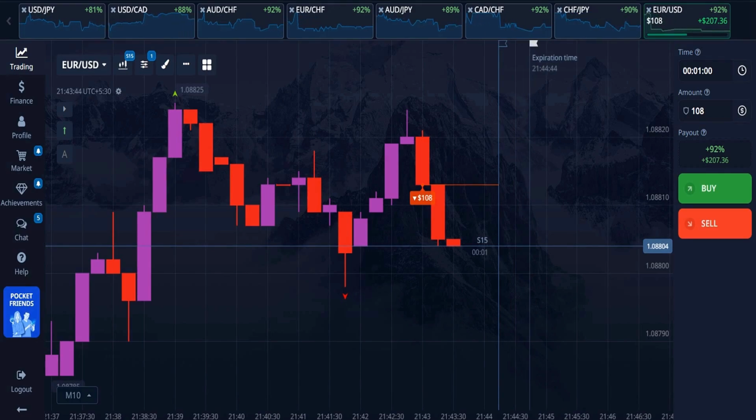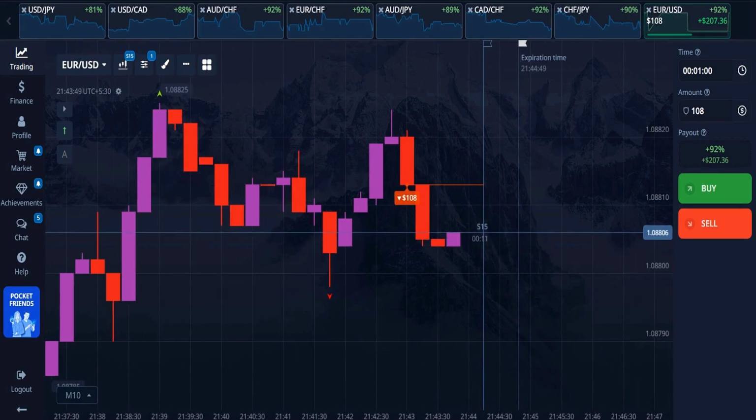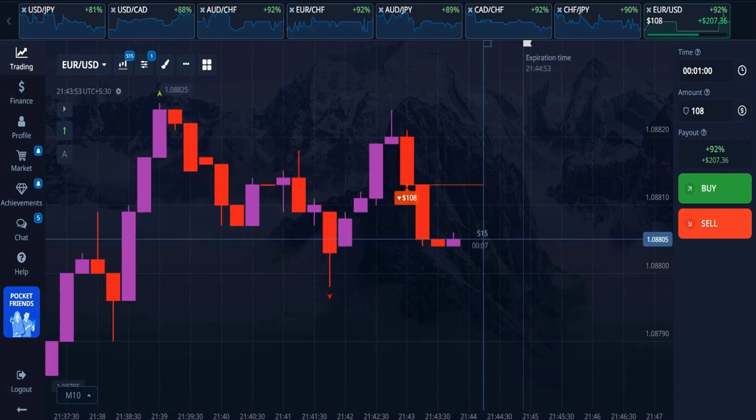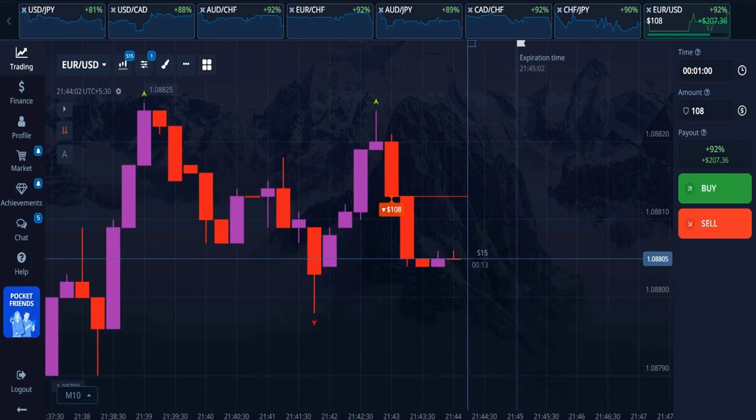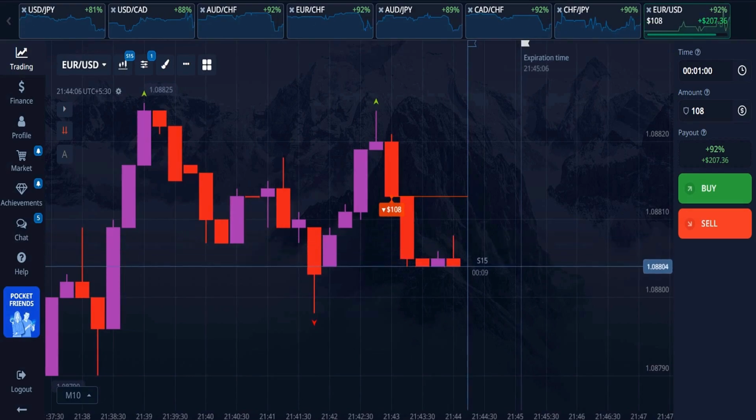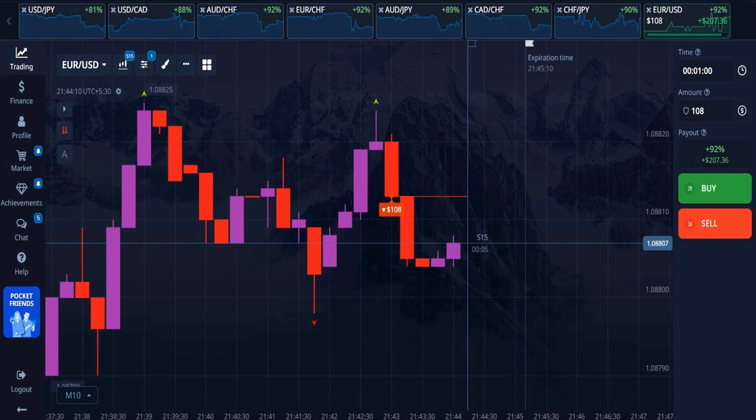Now, here's the confirmation we've been waiting for. A bearish candle has formed and closed firmly at this resistance level. This is our signal to take a sell trade. So, I've taken a 1-minute sell trade at this level. Let's wait for the result and see how it plays out.